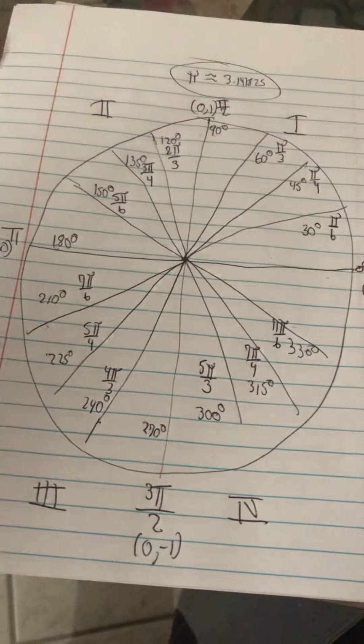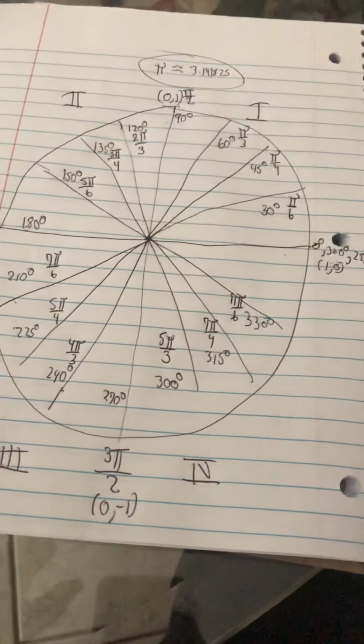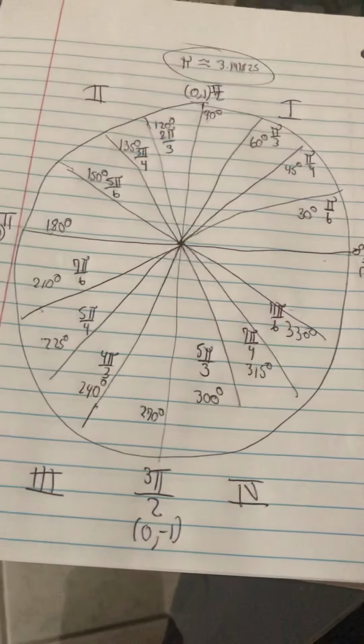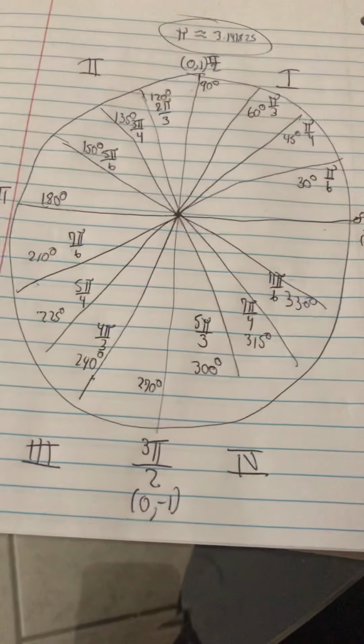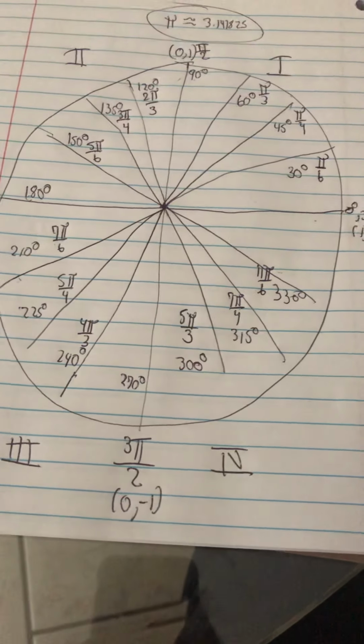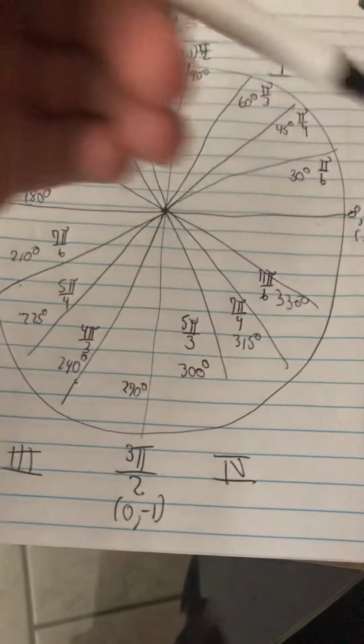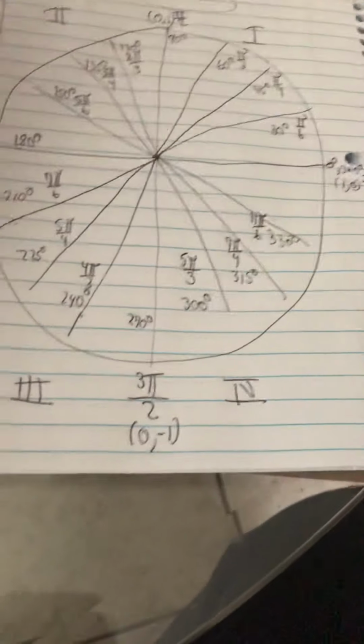Hopefully that's helped y'all a little bit more. So now let's get into the hardest thing I think people have a problem with, which is what we talked about earlier, the x's and the y's of the sine and cosine, or of the unit circle, I should say.